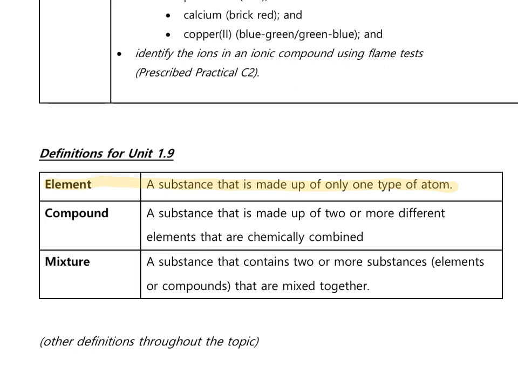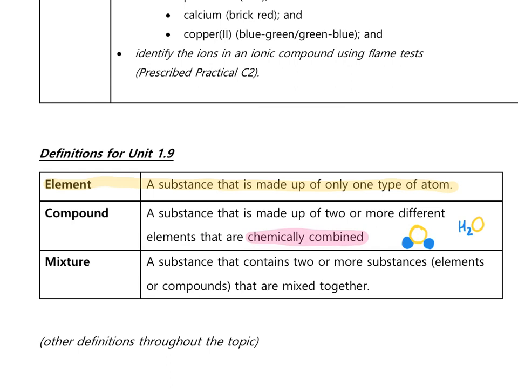A compound is a substance that is made up of two or more different elements that are, and here's the important part, chemically combined. Okay, so if we had, for example, say two hydrogen atoms that were bonded to an oxygen atom, that would have the formula H2O, and that is a compound because those hydrogen atoms and those oxygen atoms are chemically combined together. So that is a compound, two or more different elements that are chemically combined.